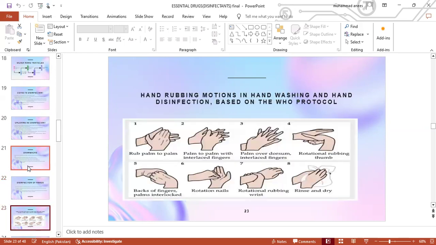This is a picture which illustrates the hand rubbing motions in hand washing and hand disinfection, based on the WHO protocol. Number 1 is rub palm to palm. Number 2 is palm to palm with interlaced fingers. Number 3 is palm over dorsum with interlaced fingers. Then comes rotational rubbing of thumb, back of the fingers, palms interlocked, and rotation of nails, rotational rubbing of wrist, then rinse and dry.